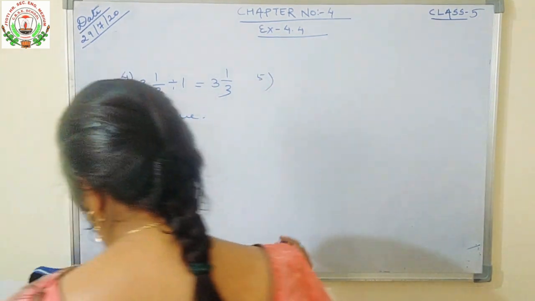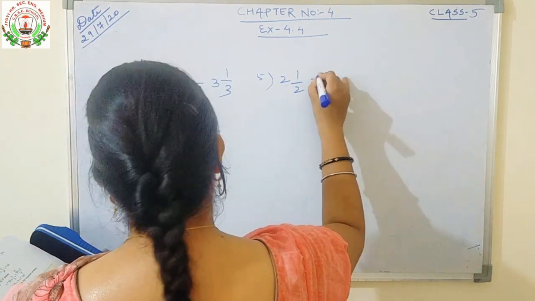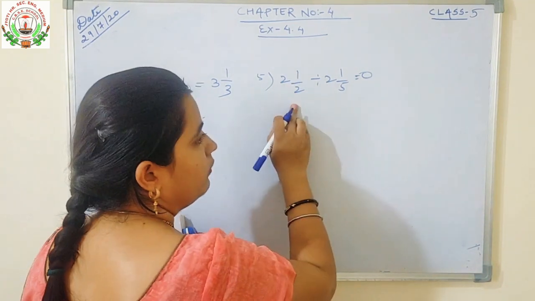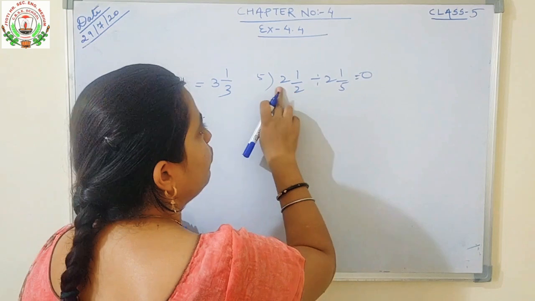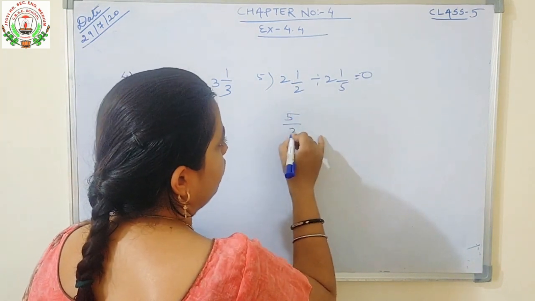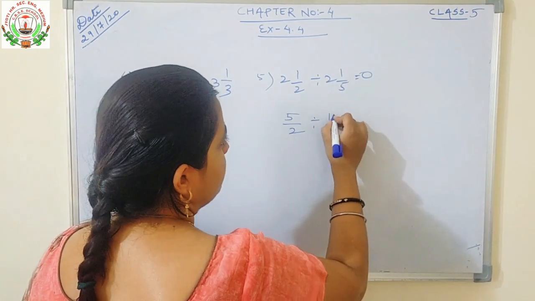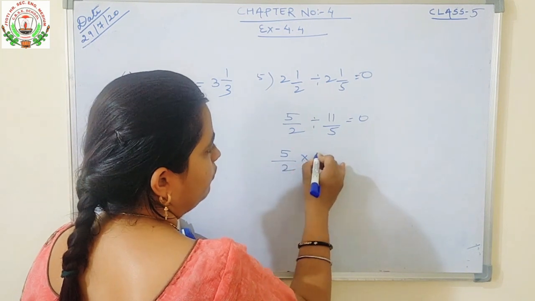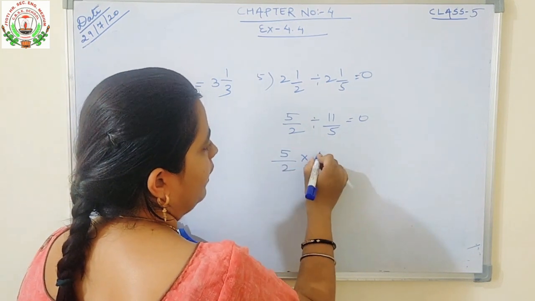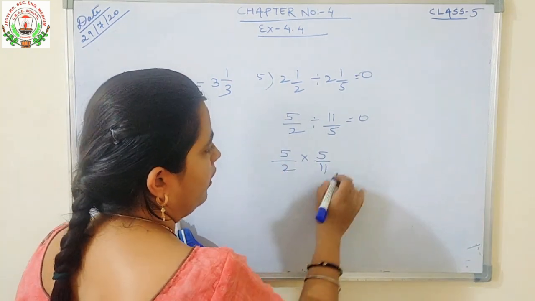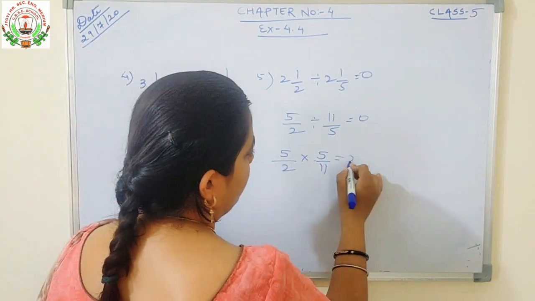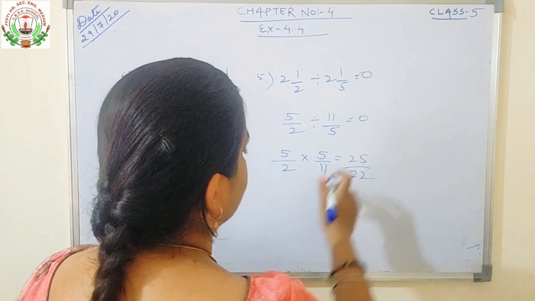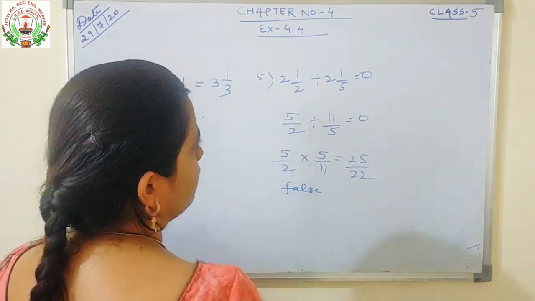Number 5 is 2 1 by 2 divided by 2 1 upon 5 is equal to 0. So you will solve first. Okay, first we will convert these mixed fractions into normal fractions. 2 2s are 4, 4 plus 1 is 5 by 2 divided by 2 5s are 10 plus 1 is 11 by 5 is equal to 0. Okay, now we will take the reciprocal, 5 by 11. No one will be cancelled out, so we will just multiply. 5 5s are 25 upon 22. Here the answer is 25 upon 22 and here 0 is given. So this is also a false statement.